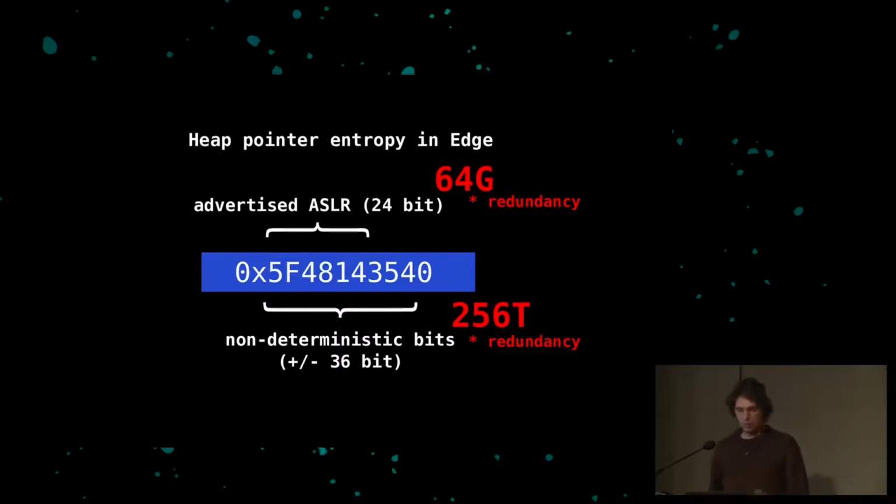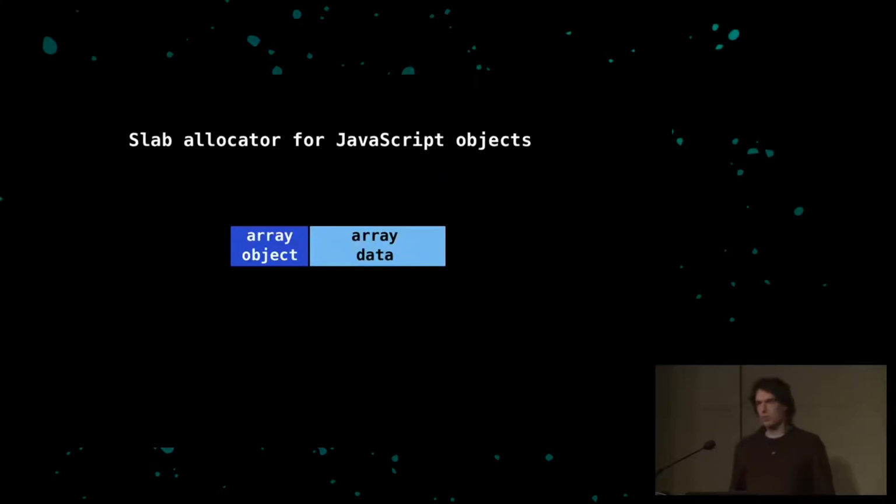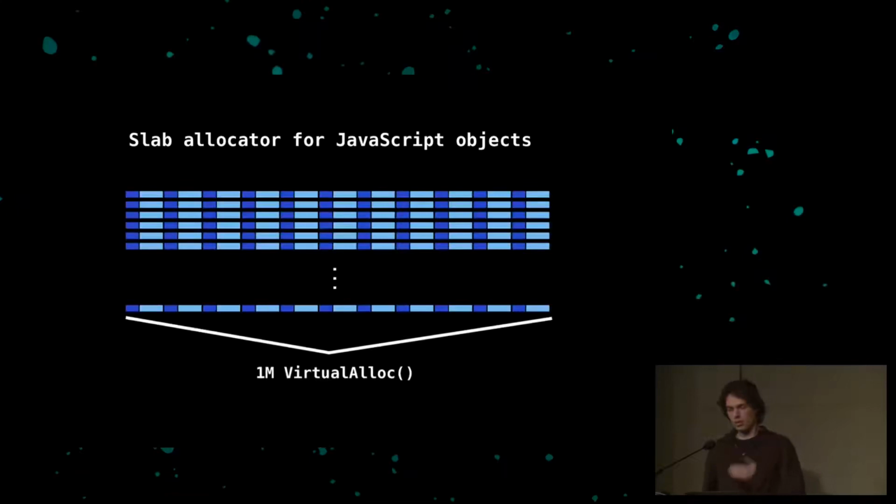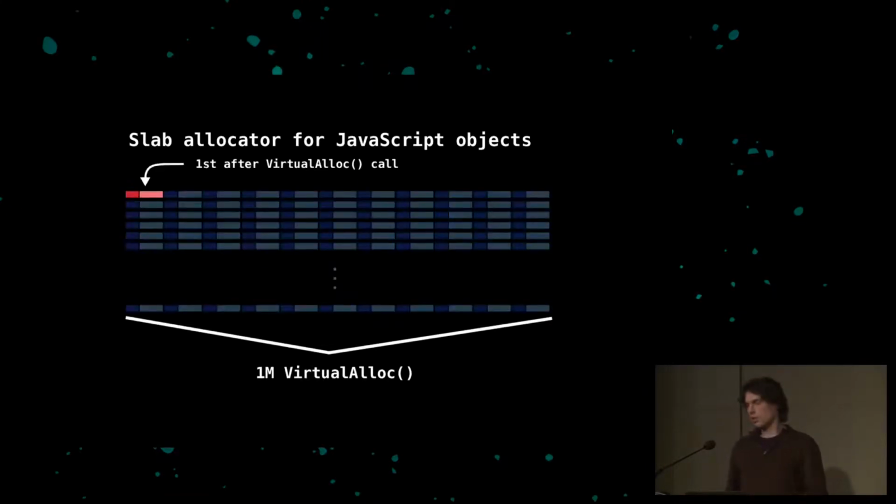We could improve this a bit. We found another side channel. If you allocate lots of arrays, then every 1 megabyte, the browser will ask the operating system for an extra megabyte of memory. And the first object that fits into the newly allocated 1 megabyte will take longer to allocate. And that's something you can detect. So then we have a timing side channel.